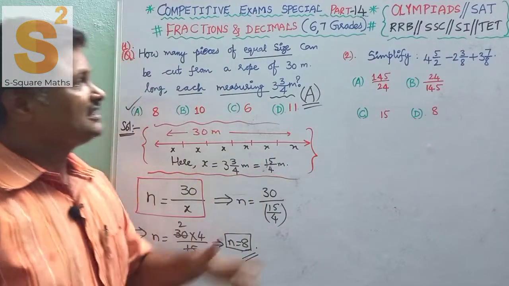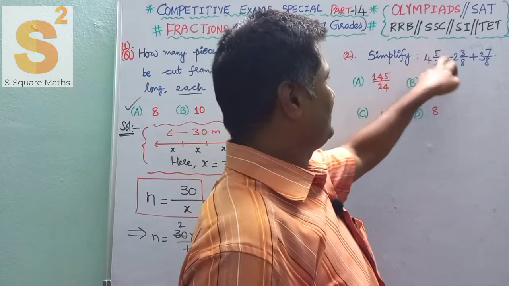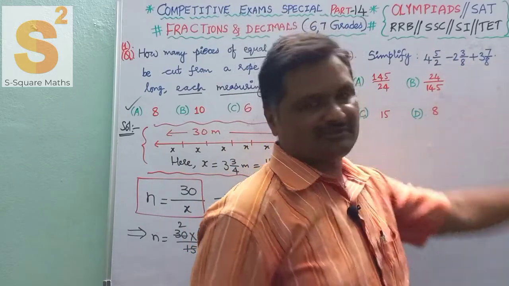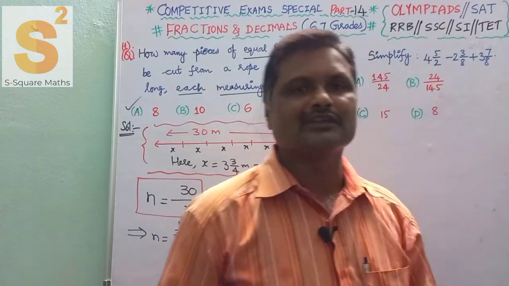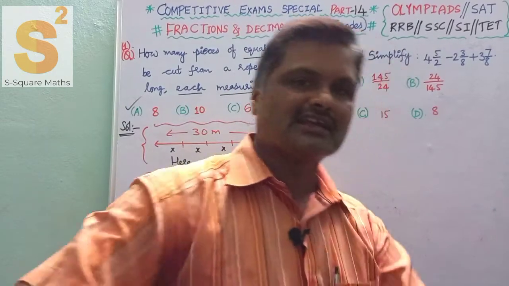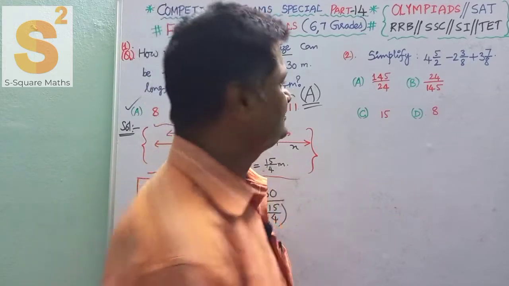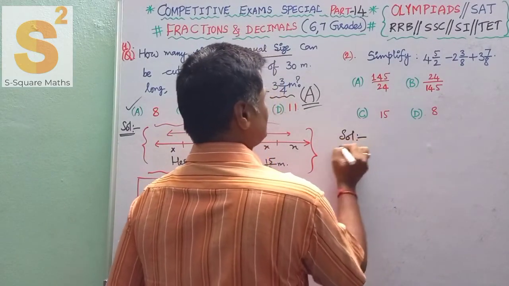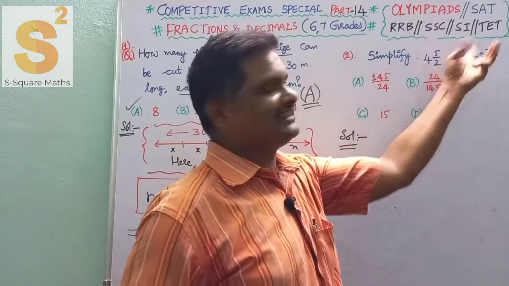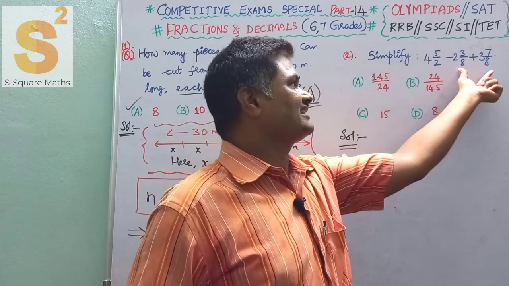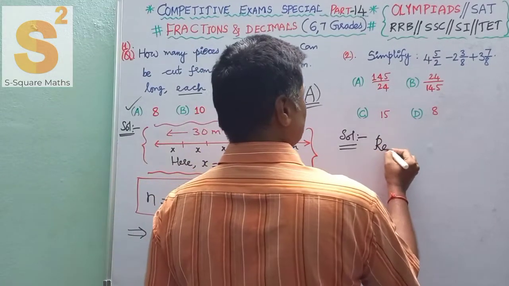Next, coming to the second one: simplify the fraction 4 5 by 2, minus 2 3 by 8, plus 3 7 by 8. Seeing the question, they will just write it down and continue. I am going to do it in the best method, whether for regular boards or for competitive examinations. See here, the solution follows. If you observe carefully, you have 3 mixed fractions. The denominators of the second and third terms are 8. So rearranging the terms.